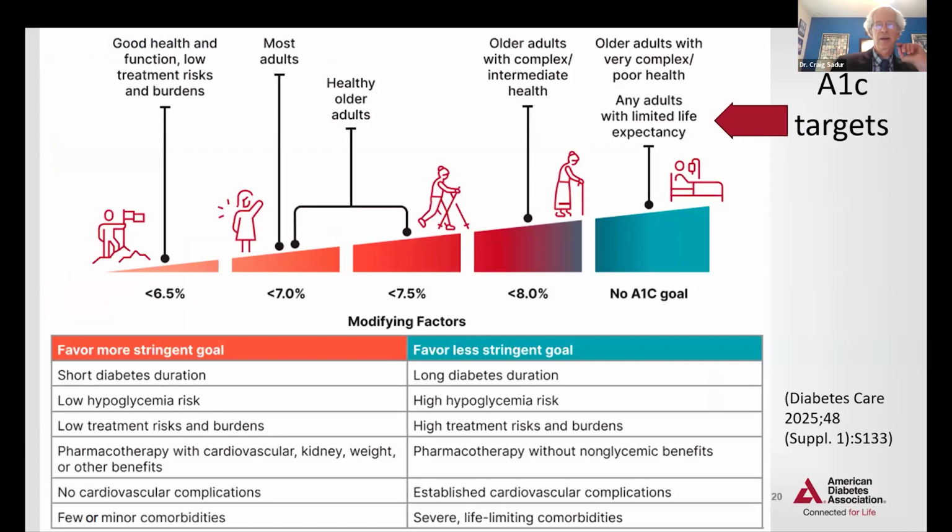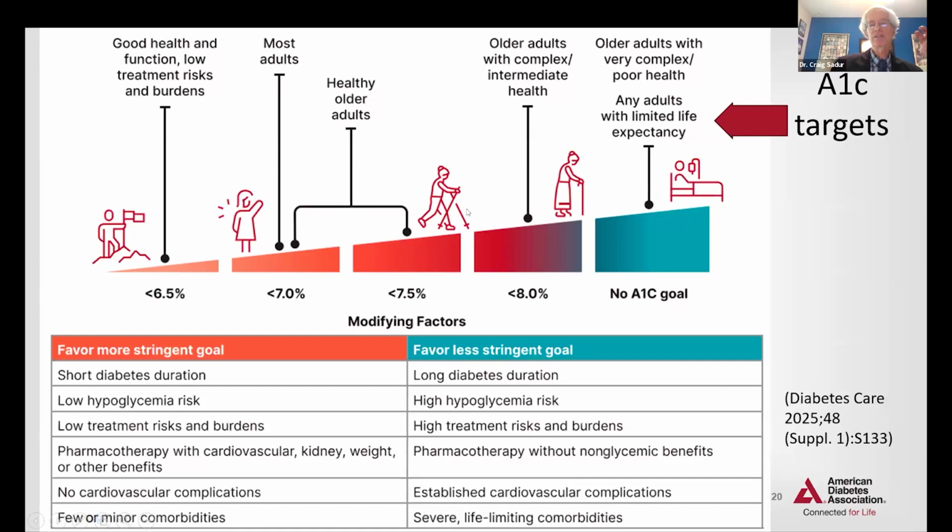This is a pictorial on shooting for A1C targets. Sometimes we go, let's have really good control. If you want to have an A1C under 6.5, the patient's doing well, has good resources and doesn't have overwhelming medical issues. And if you get most patients, you can shoot for under 7.